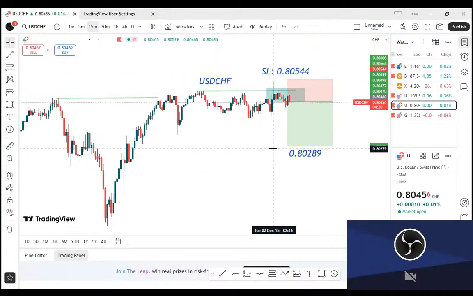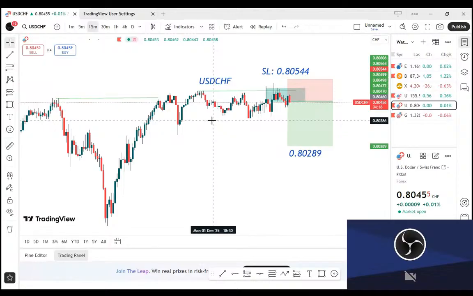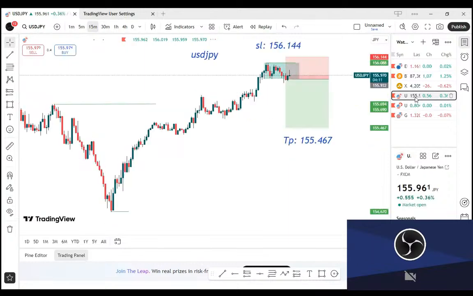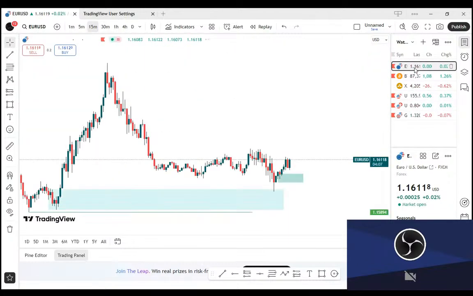So we are going in on a selling opportunity. Price is trying to make a drop. This is our stop loss target. We just took two R on it. Same thing on the JPY. We took two R on it, and we're looking for a buying opportunity on Euro USD.